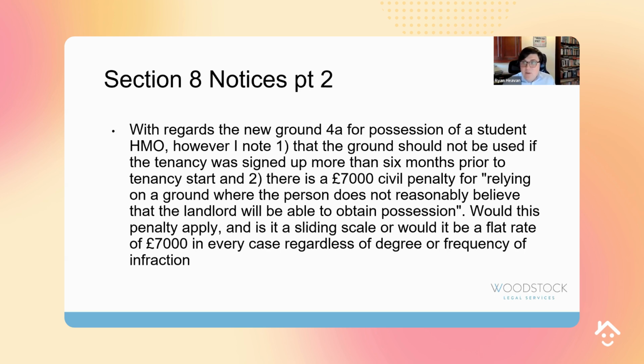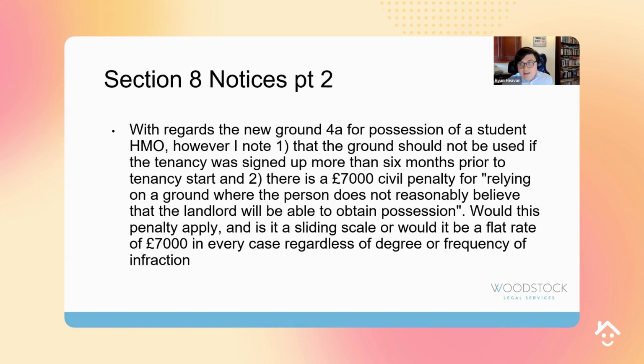So there is a penalty if you serve notice and get possession on a ground which you're not entitled to rely upon. And here, the landlords would not be entitled to rely on ground 4A if they've created tenancies more than 6 months before the tenancy starts. So the real question here is about penalties related to Section 8 notices. They've asked, is it a sliding scale or would it just be a flat rate of £7,000 per offence?